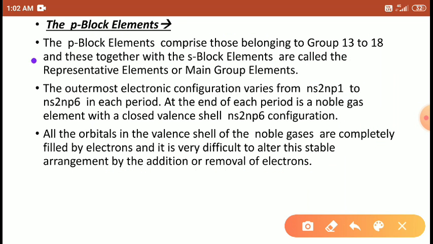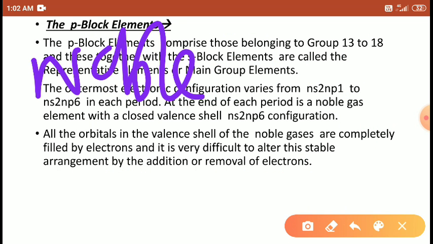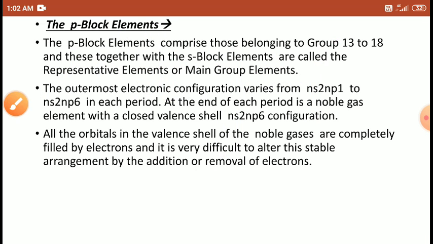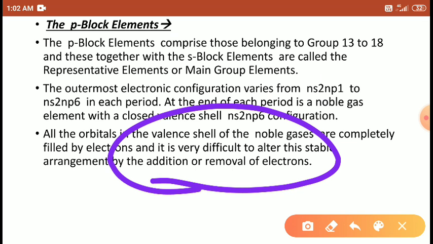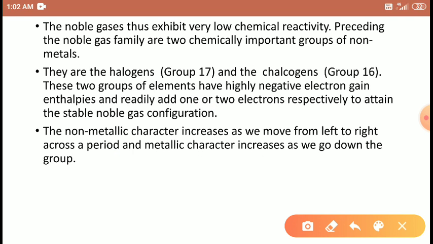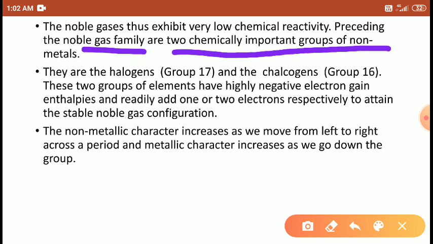What are the noble gases? In the noble gases the outermost orbitals are completely filled, so they are less reactive, and the removal of electrons is very difficult. Removal of electrons means ionization enthalpy is very high. So noble gases exhibit very low reactivity.